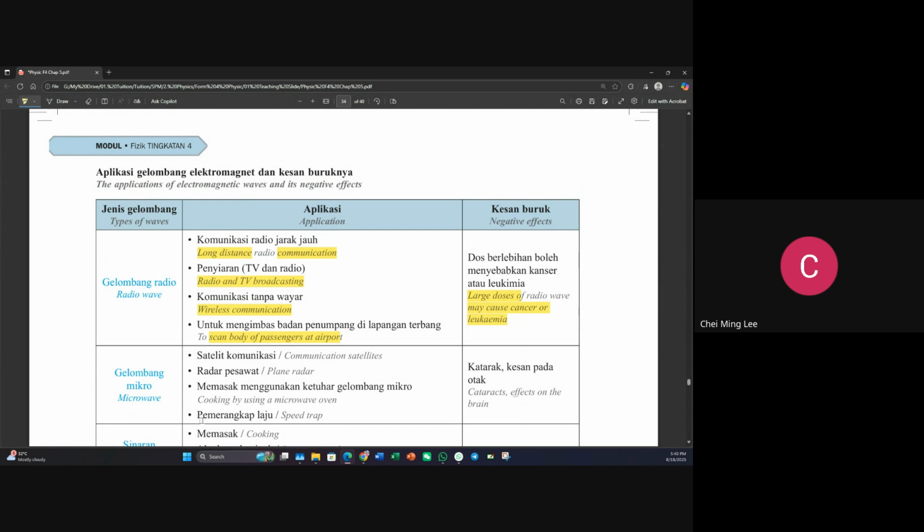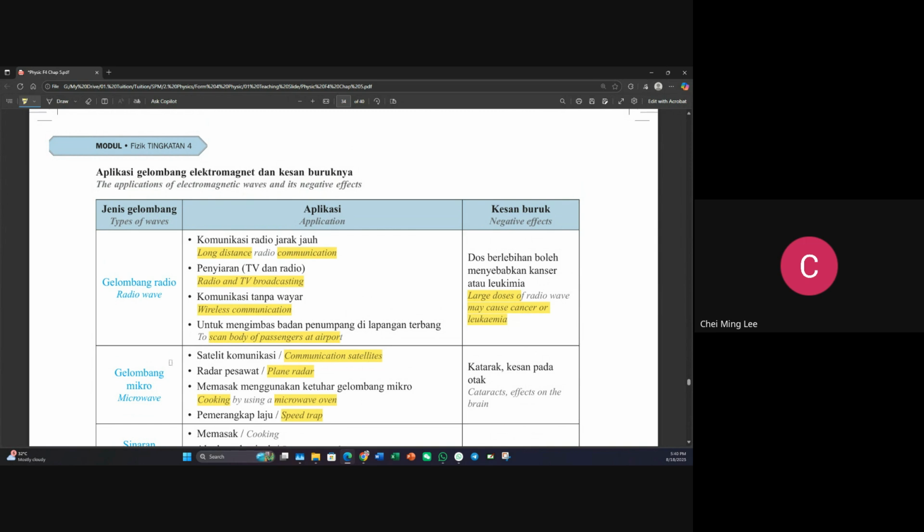And then for microwave, they use it for communication satellites, because it has a higher penetration, so it can go very far away. And then they use it for radar as well, the plane radar. And we use it for cooking, by microwave oven, and also the speed trap sensor.